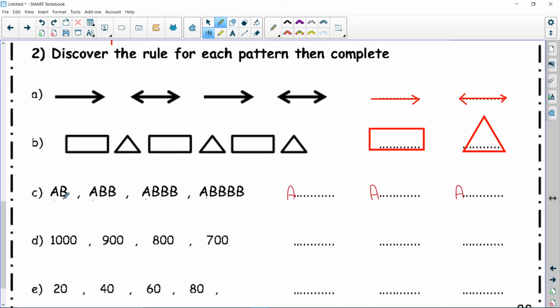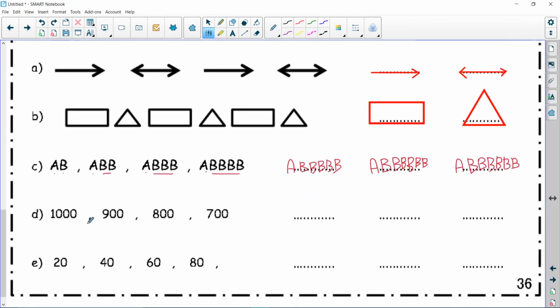Let's count. 1B, 2B, 3B, 4B. Yes, here excellent. 5B. Here 6B. And here 7B. Let's look here. Number D.